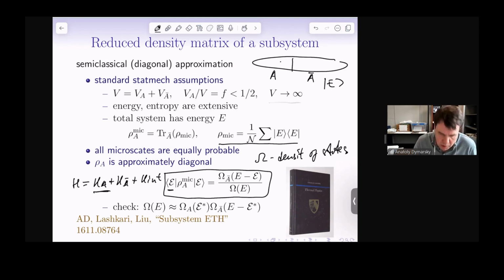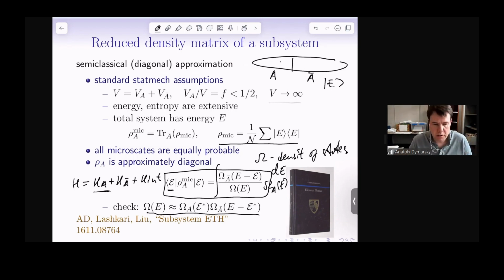And you can see that this formula passes a basic consistency check. If you try to take a trace of the left-hand side, the reduced density matrix must have trace equal to 1. On the right-hand side, you will have something like an integral of this quantity multiplied by omega_A(E), an integral over E_A. And then you can do this integral using the saddle point approximation. And from this identity, which shows that entropies are extensive, and the total number of microstates is basically the contribution of microstates of the subsystem A and its complement, you will see that approximately the reduced density matrix has trace 1.